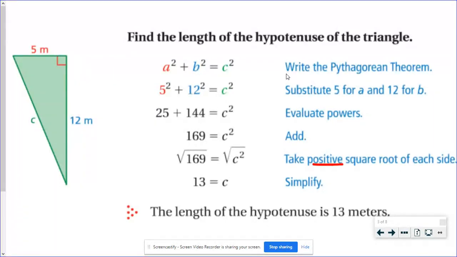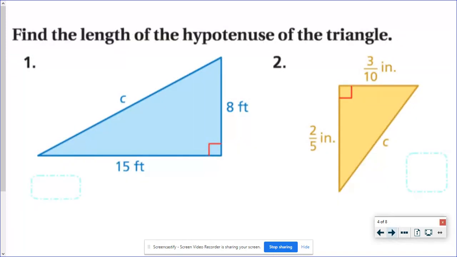So when I do that, when I take that square root, I get that this is 13. So that means that this hypotenuse would be 13 meters. The hypotenuse is always going to be the biggest number because it's the longest side, because it's across from the biggest angle. So if you would get an answer here that was smaller than 12, for instance, you must have done something wrong. The hypotenuse has to be the biggest number.